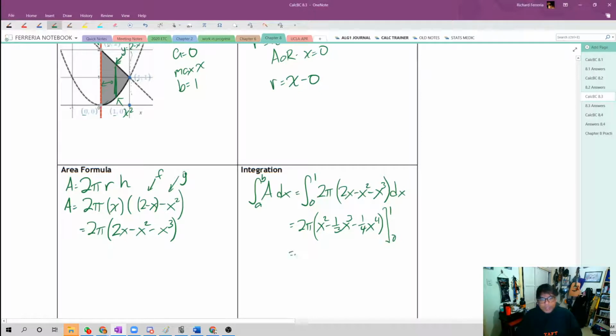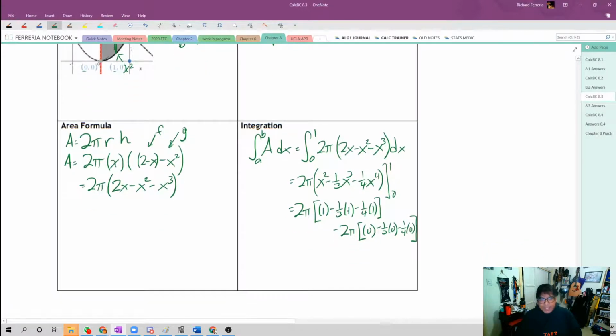So we got 2 pi multiplied by 1 minus 1/3 of 1 minus 1/4 of 1, minus 2 pi multiplied by 0 minus 1/3 of 0 minus 1/4 of 0. So this works out nicely in that the second substitution yields 0. So now we just got to do some arithmetic.